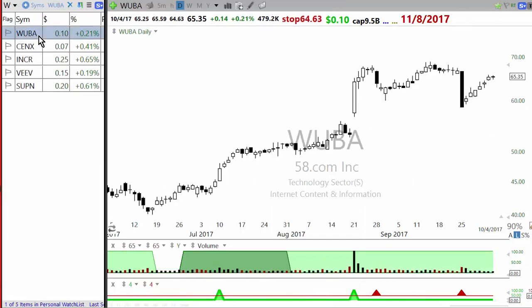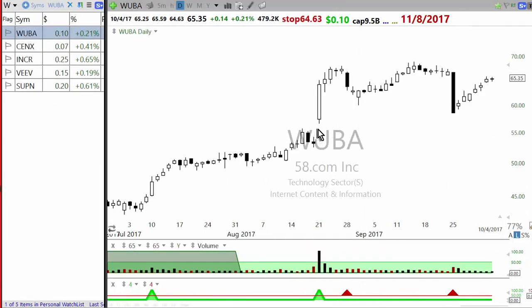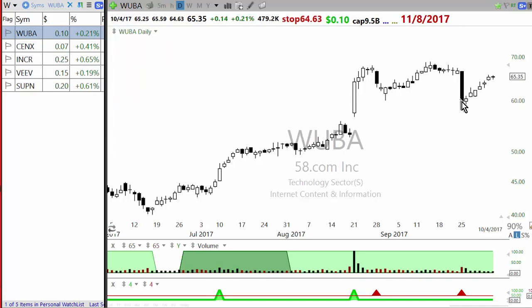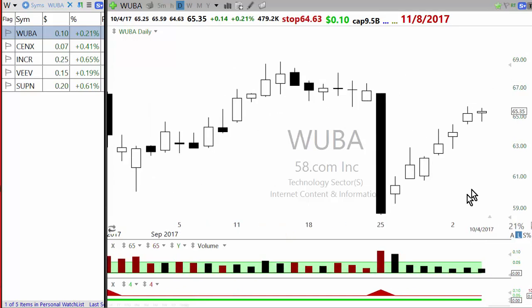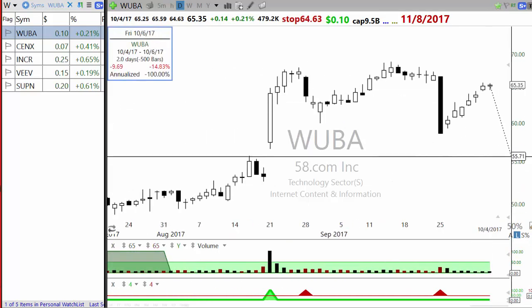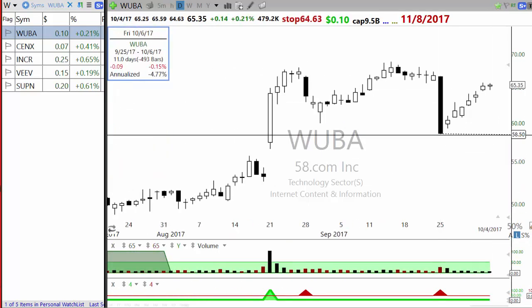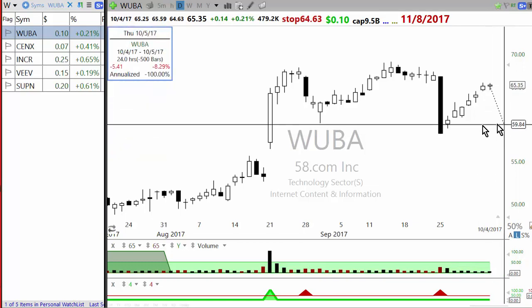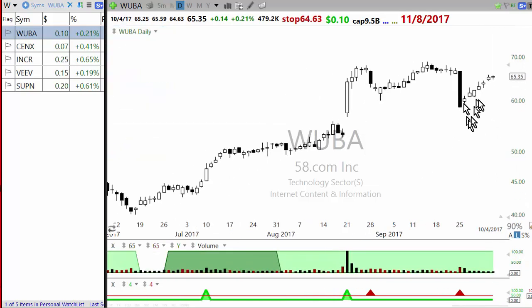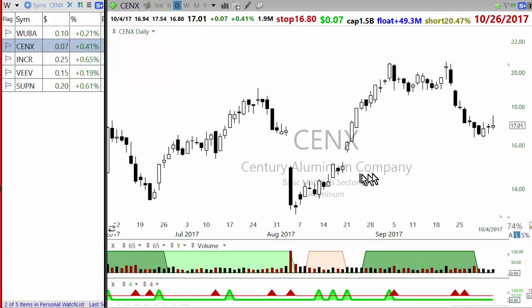watching currently. I'm watching WUBA as a bearish setup. Why? Because of this big drawdown, and this is a counter trend move, and you'll see that the volume wasn't very high on this. So here if it breaks down, you're looking at again at least 58 from here. So that's one of the things which I'm watching.